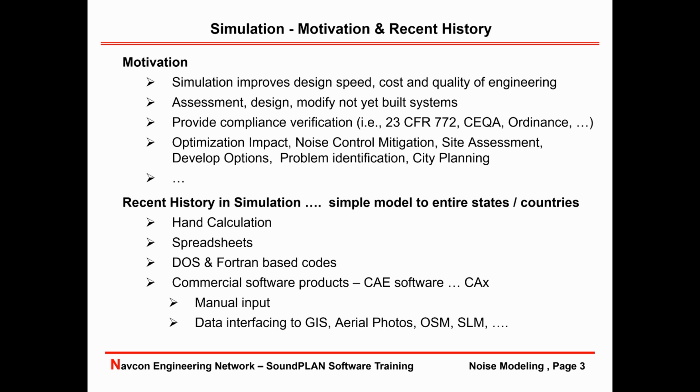The recent history, maybe the history for the last 50 years, started, of course, with hand calculation, with little hand calculators, continued with spreadsheets or lookup tables, then DOS, Fortran-based codes, and then, of course, commercial software products were developed when Windows came out and personal computers were available. At the beginning, of course, manual input, and nowadays a lot of interfacing to GIS programs, AutoCAD, aerial photos, OpenStreetMap, and other programs.